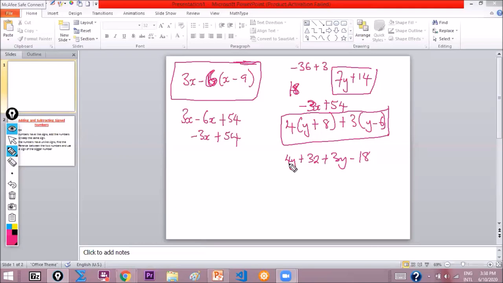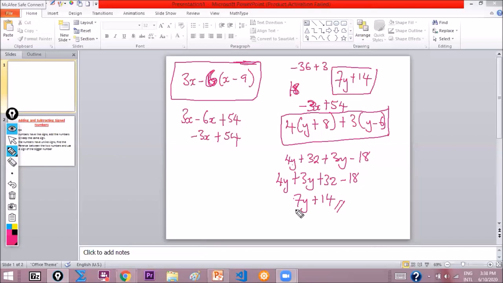So we collect like terms. We have like terms, 4y and 3y, so this will be 4y plus 3y. Then we have our plus 32 and a negative 18. What is 4y plus 3y? That will give us 7y. And 32 minus 18 will give us a positive 14. So you are correct on this.